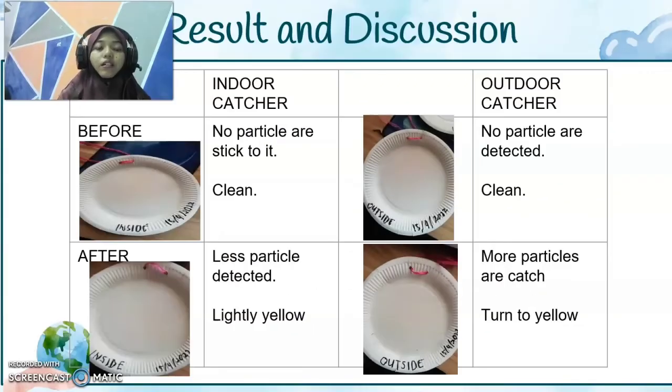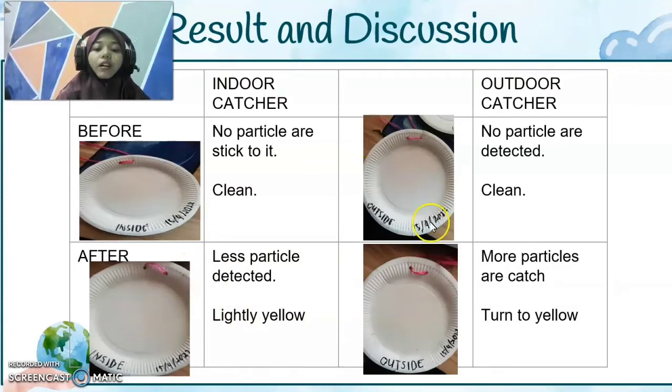Okay, so this is the result and discussion for my air pollution catcher. This is the before and after a week. The air pollution catcher was placed inside and outside of the house. The inside air pollution catcher was placed inside the bedroom, which we use daily. The result showed that it turned really light yellow on the area where the Vaseline was rubbed and has a few dust particles on the polystyrene plate.